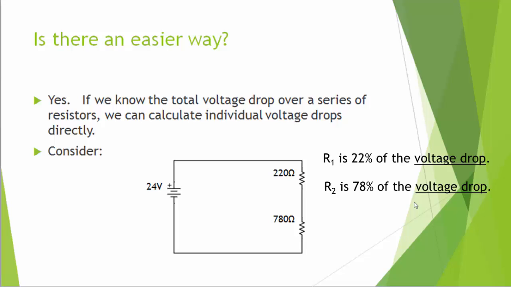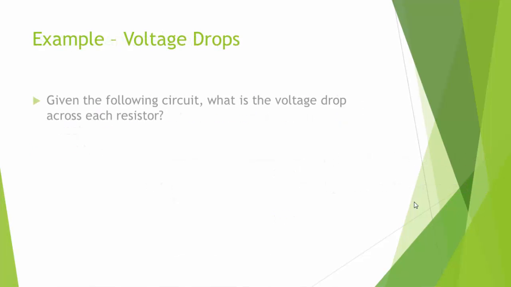5.28 volts for the first resistor, which would give us 18.2 volts of voltage drop for the second resistor. I'll look forward to seeing comments in YouTube if I've got that wrong. Okay.